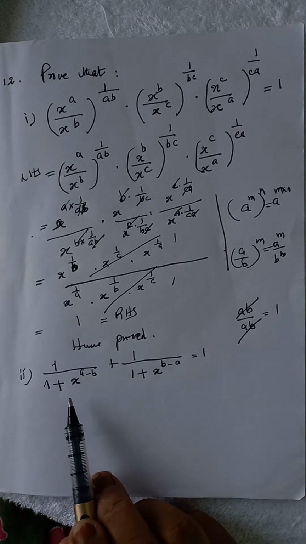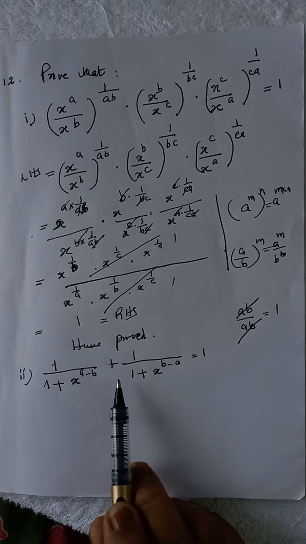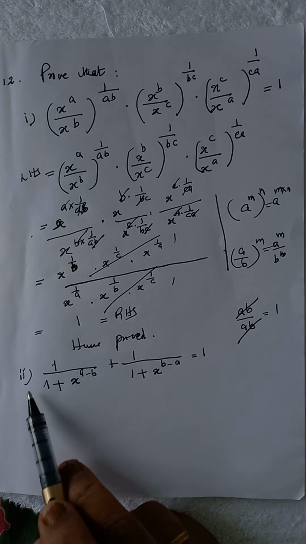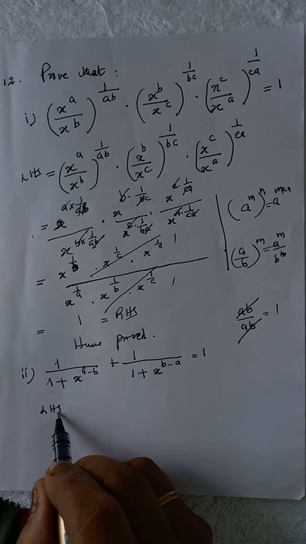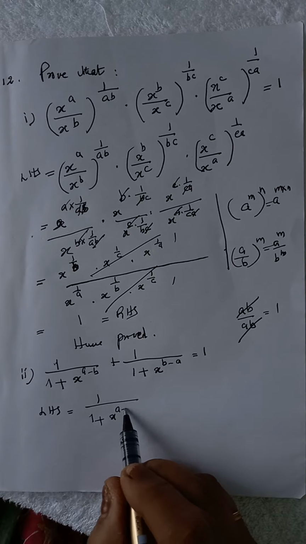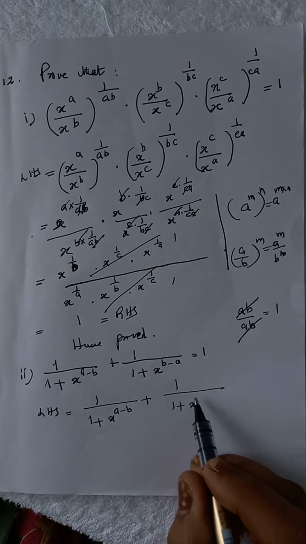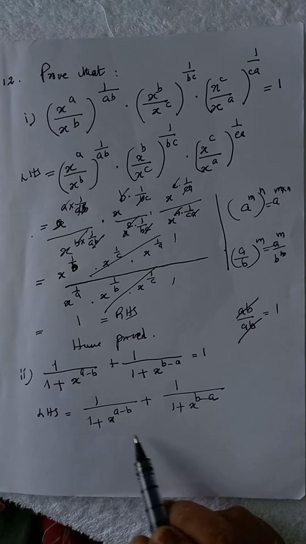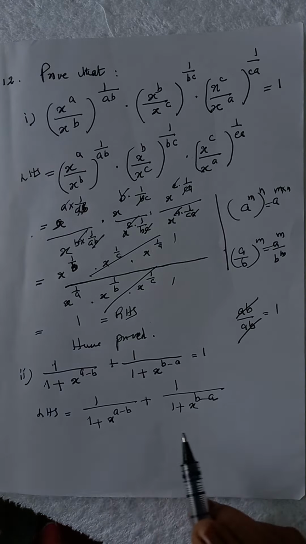Now the second question is 1 by 1 plus x raised to a minus b plus 1 by 1 plus x raised to b minus a is equal to 1. We have to prove that this LHS is equal to RHS. So let us take the LHS, that is equal to 1 by 1 plus x raised to a minus b plus 1 by 1 plus x raised to b minus a. So we can't add these because their denominators are different. So let us take the LCM of the denominators.